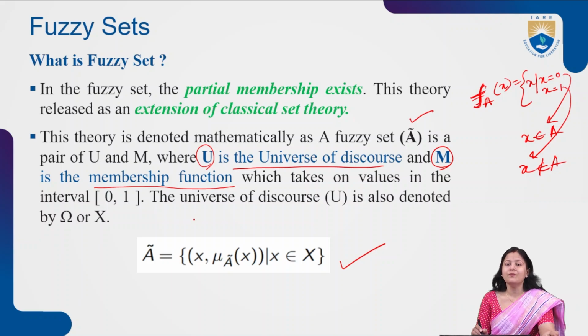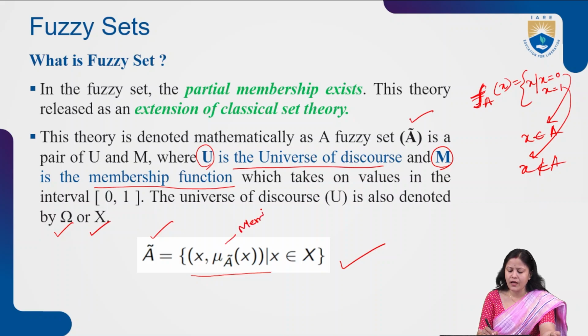The universe of discourse U can also be denoted with the omega symbol or the capital X symbol. Any symbol you can take, but it should be capital. Now, the fuzzy set we can represent as A tilde equal to X comma mu of x. Here mu is nothing but the membership function.